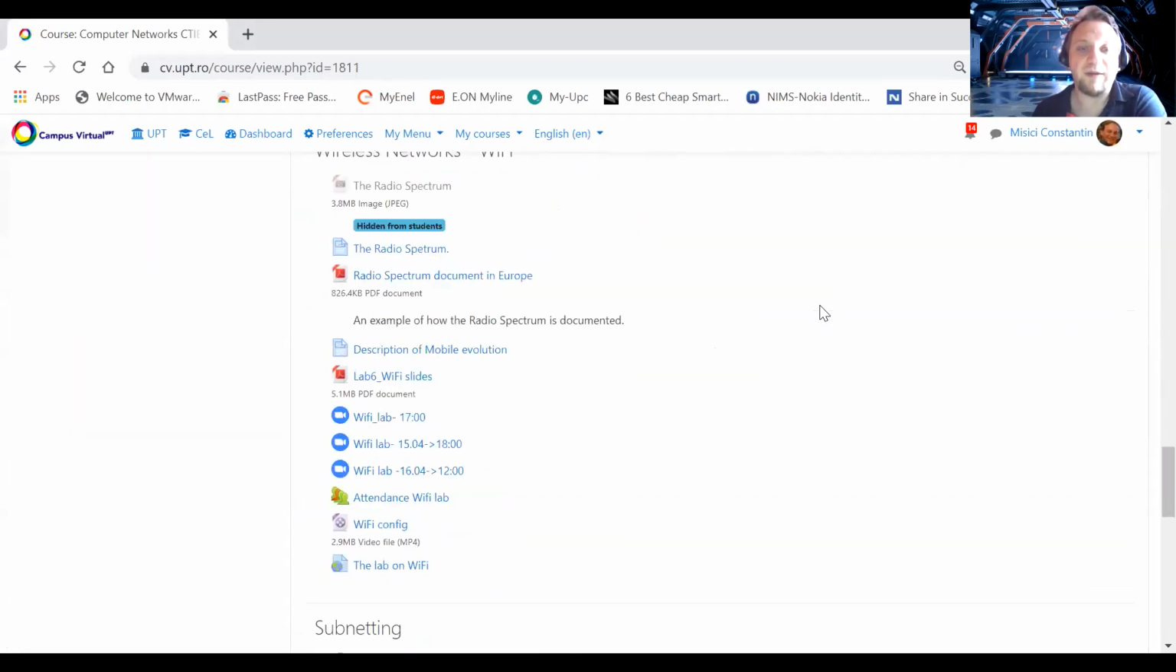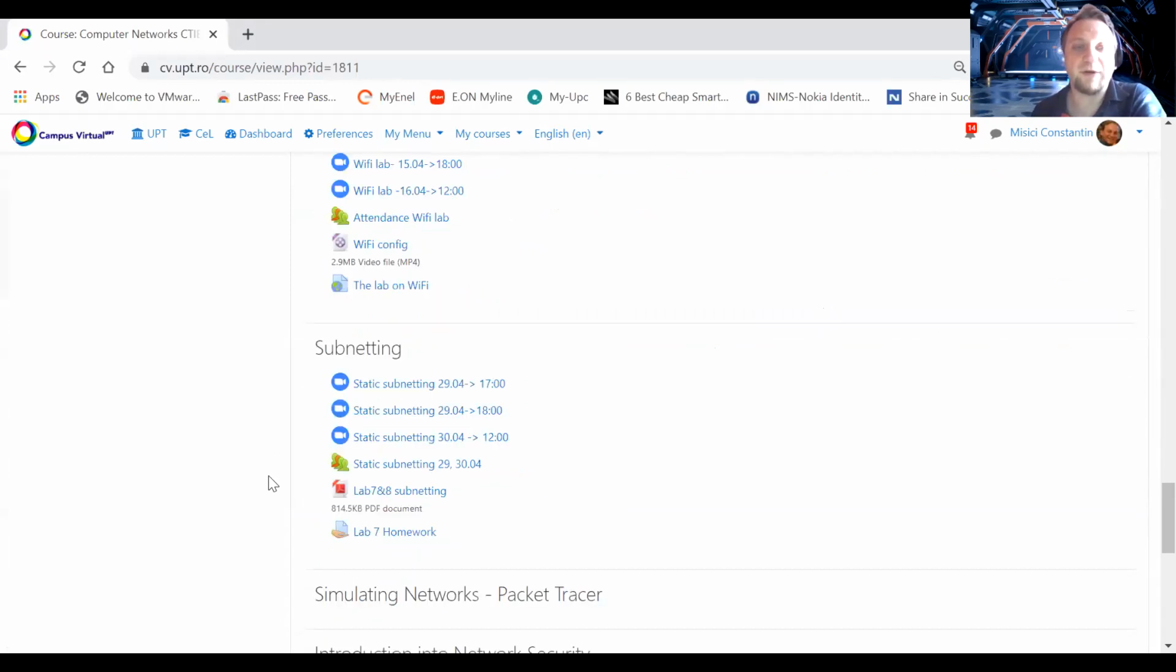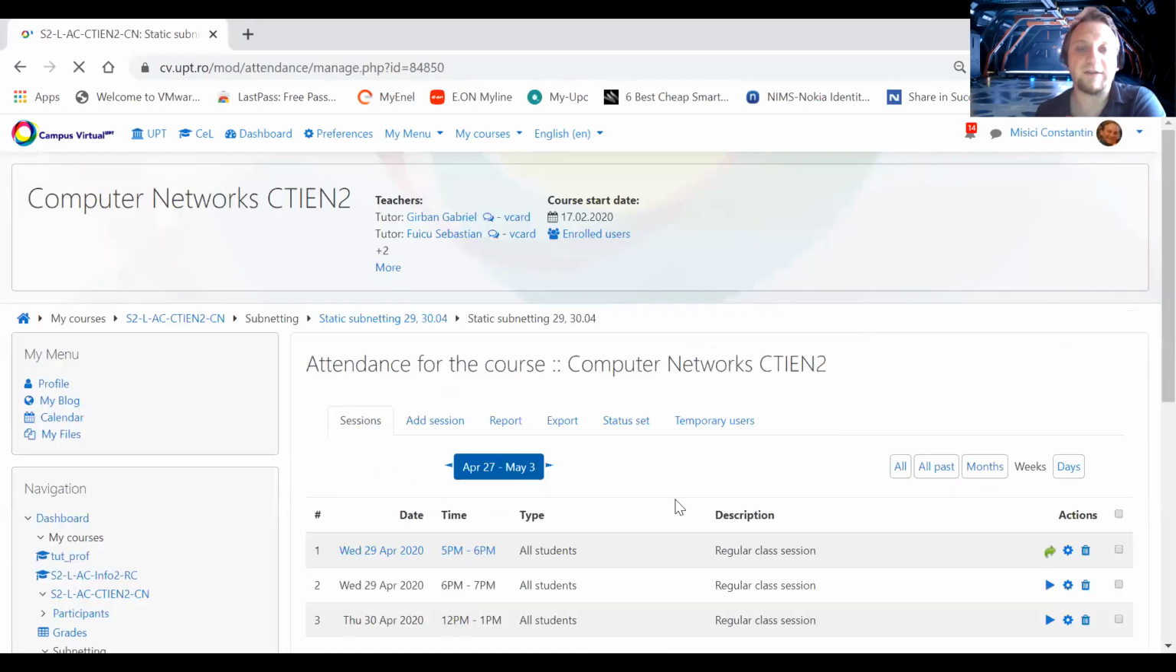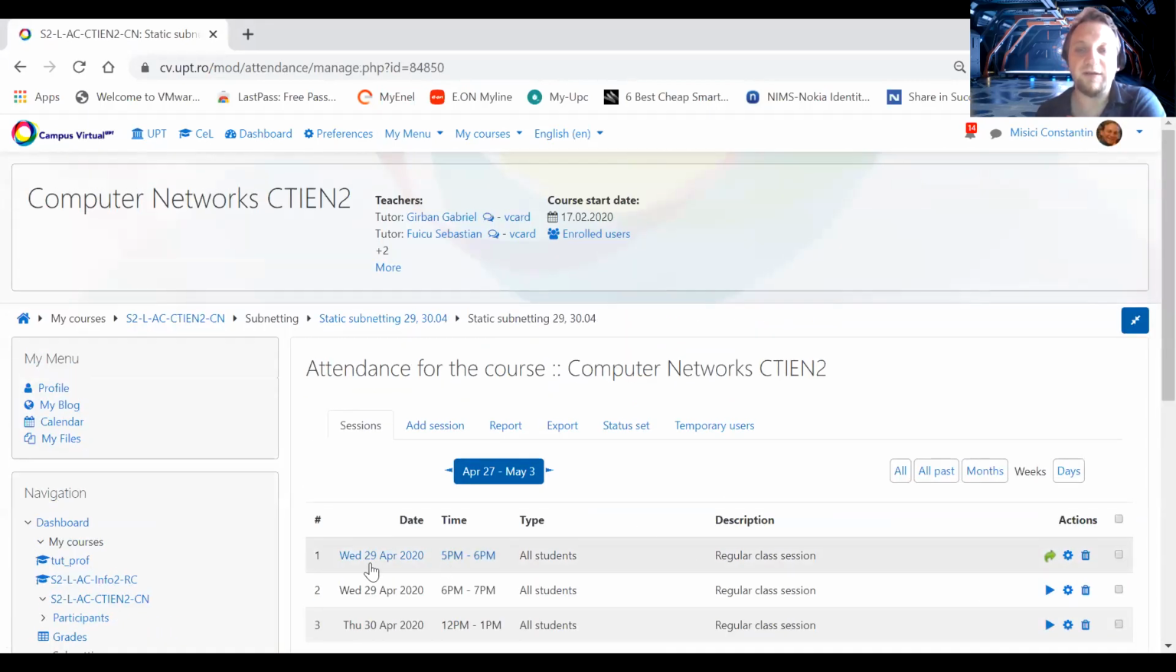Now on the virtual campus, we're right here. We're at the subnetting part, and we have a few subjects. We've got the slides that we're going to go over. We have the homework that you're going to do for this lab, and we have the sessions for today and tomorrow. More so, in the attendance sheet, in the static subnetting, you have the 3 sessions for now, for 6 p.m., and for tomorrow at lunchtime.